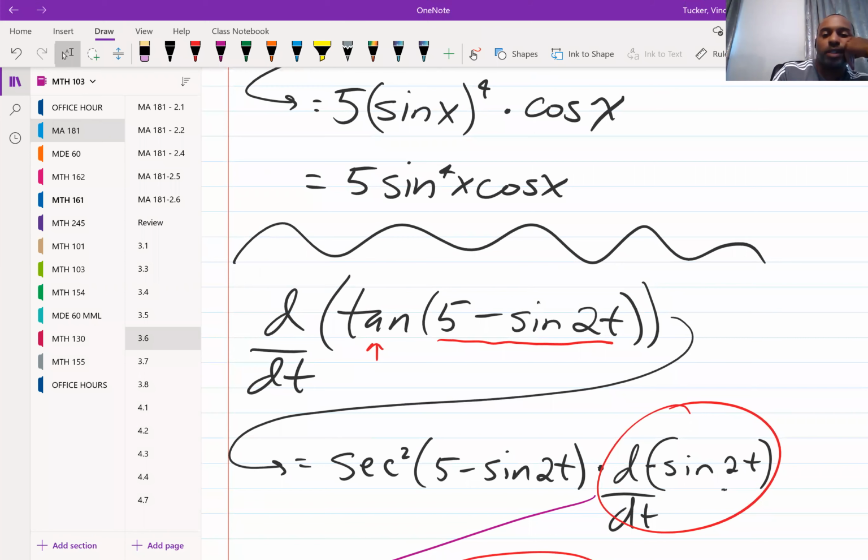So the first thing we do is look at this outside function of tan. That's secant squared. So the derivative of tan of 5 minus sine 2t is going to be secant squared of 5 minus sine 2t.